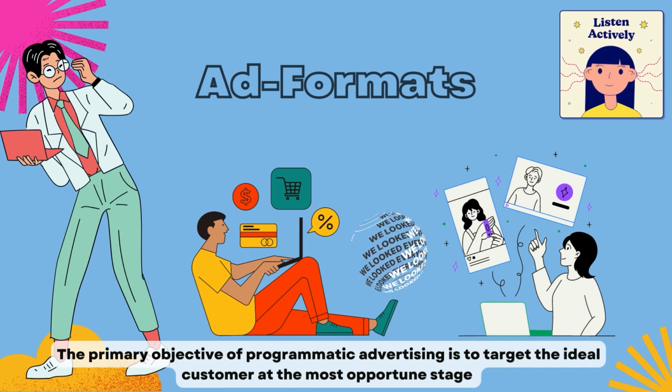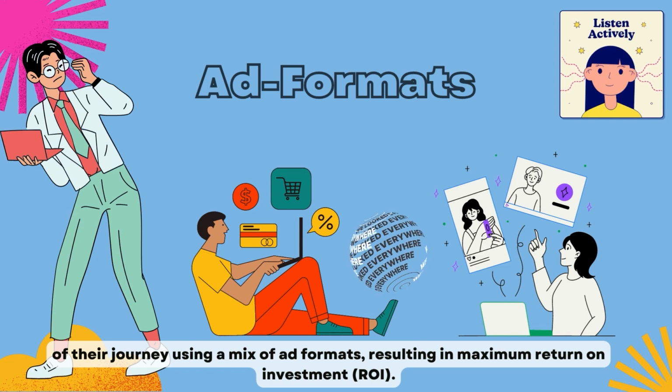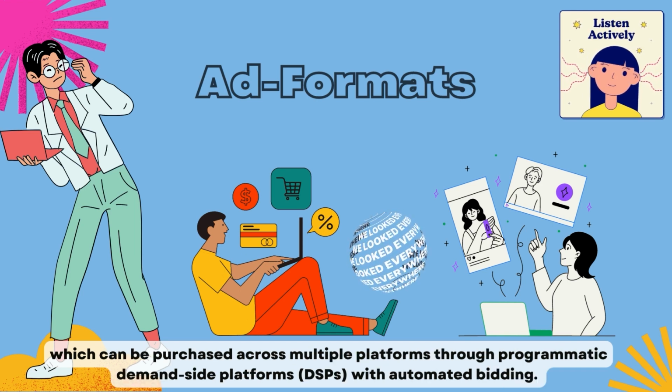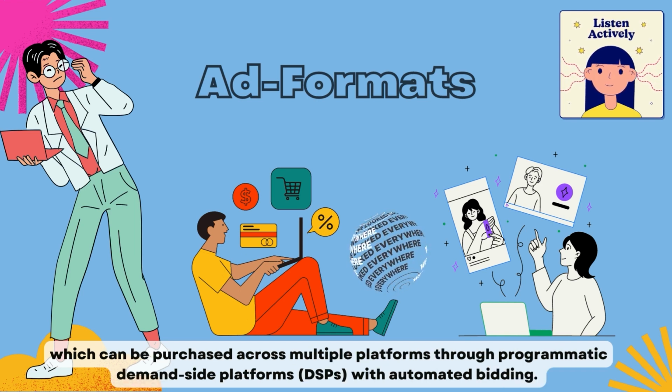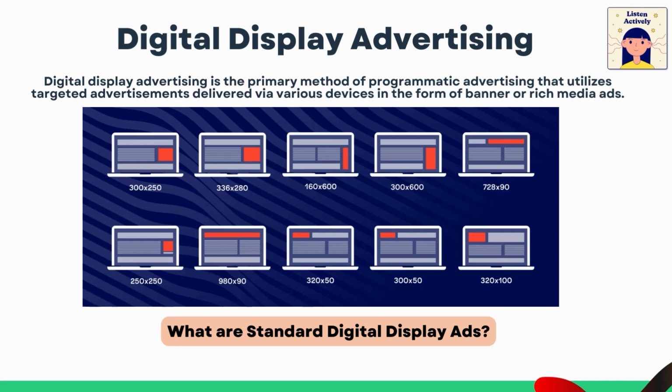Programmatic ad formats. The primary objective of programmatic advertising is to target the ideal customer at the most opportune stage of their journey using a mix of ad formats, resulting in maximum return on investment, ROI. To achieve this goal, a programmatic campaign can incorporate various ad formats such as display, native, video, etc., which can be purchased across multiple platforms through programmatic demand-side platforms, DSPs, with automated bidding. Let's now explore these ad formats further to create an effective programmatic campaign.